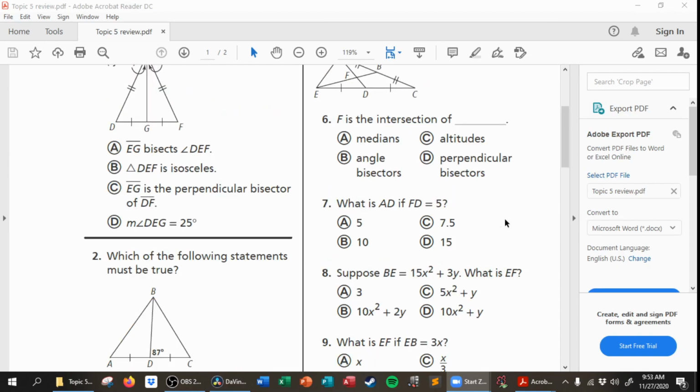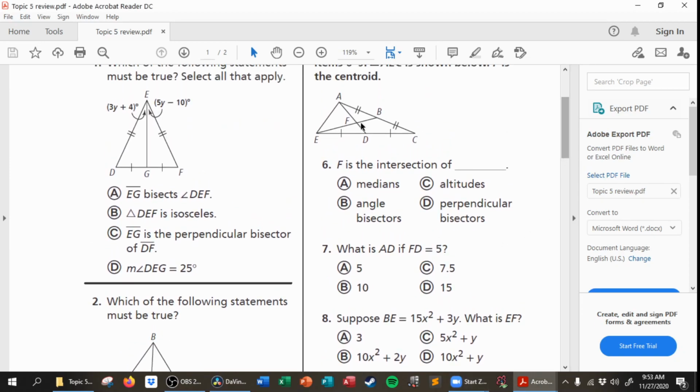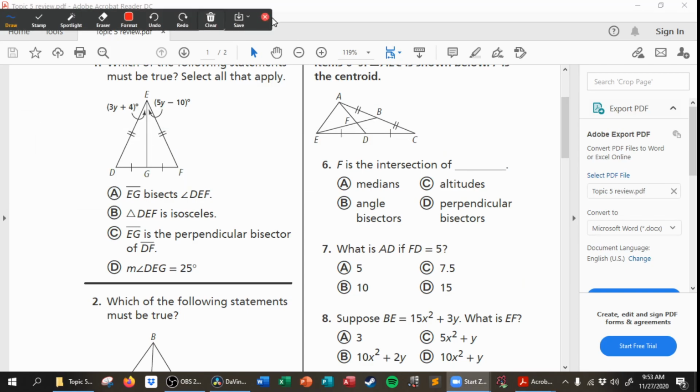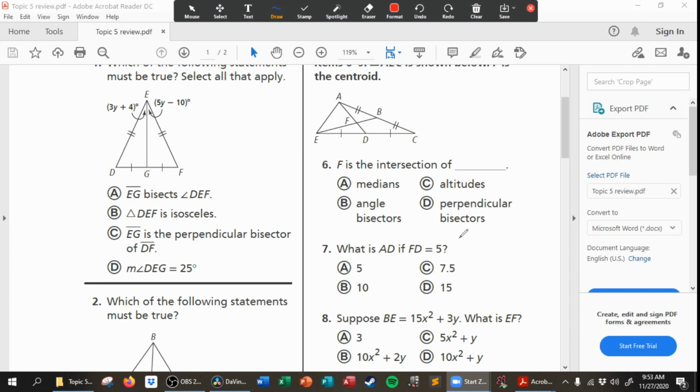Suppose BE is 15x squared. Let's try and get all of this on one screen. Perfect. So suppose BE is equal to 15x squared plus 3y. So if I come back up here, BE is the whole thing. That's very funky too. And it says, what is EF? EF is definitely the longer part, so I just need to find 2/3 of this whole thing. So, is that an E down here? Yeah. EF is equal to 2/3 of the whole length, which is 15x squared plus 3y.